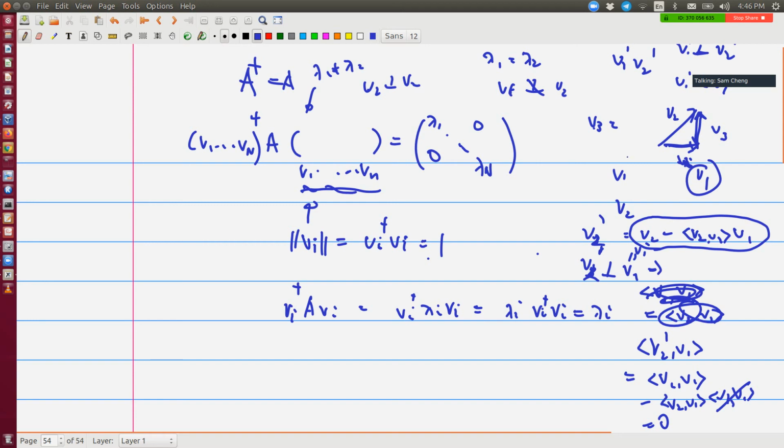So let's say both V1 and V2 have eigenvalue lambda, then this new vector V2' will also have eigenvalue lambda. So in any case, I can basically construct a matrix composed of eigenvectors of A, and this will be able to diagonalize A into the eigenvalues here.